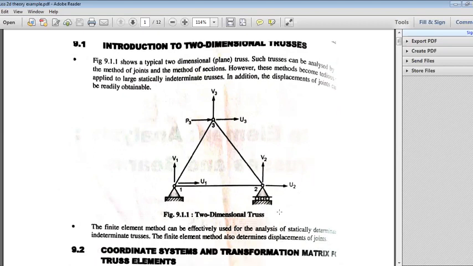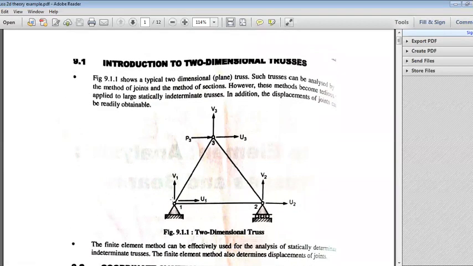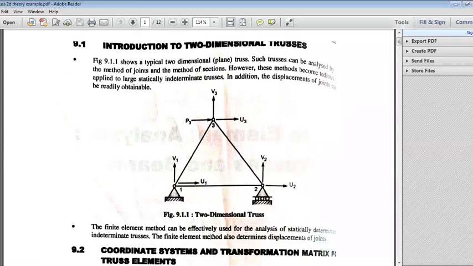Here, compared to the 1D problem, you have to consider the displacement of particular nodes in two directions, right? So here you can see U1, U2, U3 in the x direction, and for the other direction V1, V2, V3 is given, right? Total number of nodes are 3. It is a simple truss problem, a mechanical structural type problem.